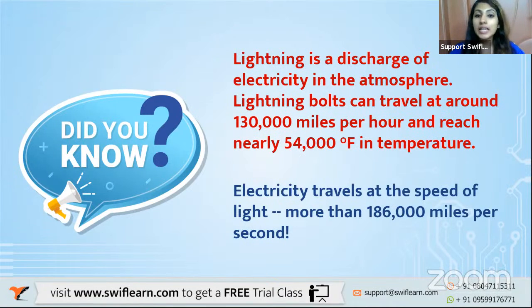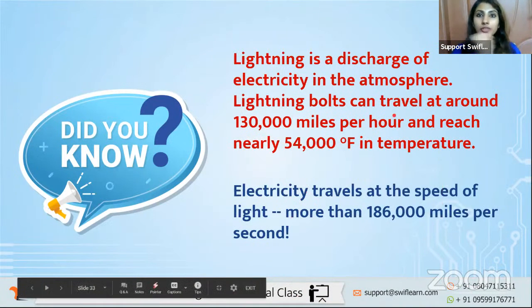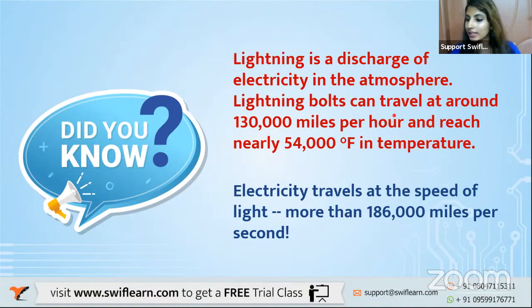Now this electricity travels at the speed of light, more than 186,000 miles per second. That much is the speed of light that is traveling in the lightning. Understood? That is the power of lightning and thunder that happens before, after or while the rain is happening.